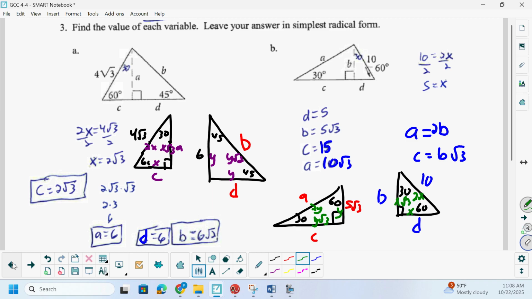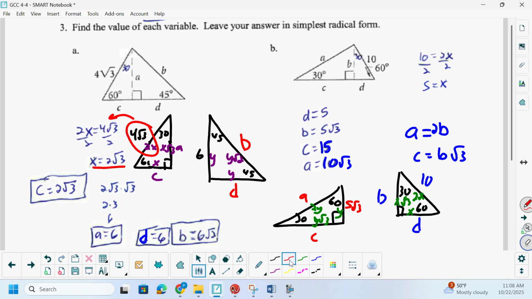So we have a 30, 60, and a 90. Across from the 30, I put x, across from the 60, x radical 3, and across from the 90, I put 2x. Find the side that has a number, the 4 square root of 3, and I set up an equation. I divided both sides by 2 to get that x was just 2 square root of 3. We'll now fill in that 2 square root of 3 for the other sides.